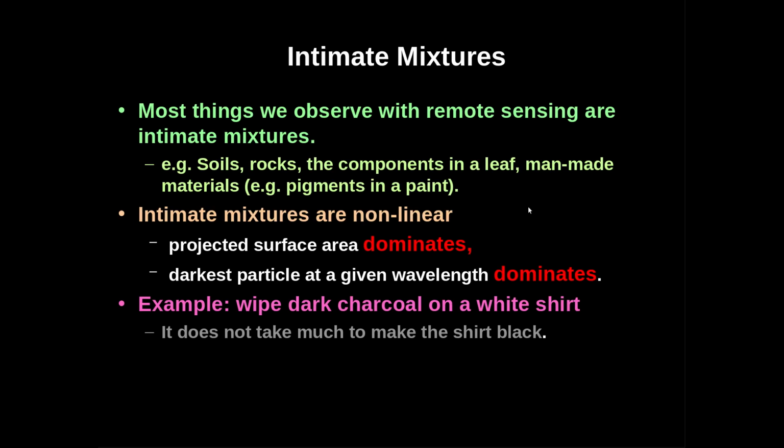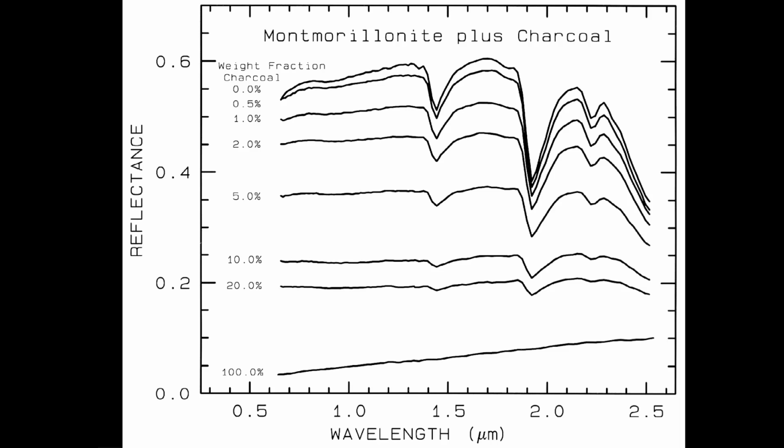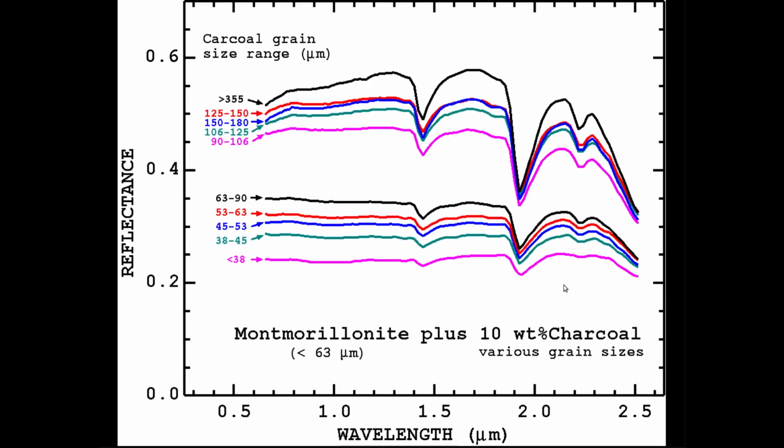But fortunately, the absorption bands pretty much stay the same. At the extreme ends, they can change shape a little bit, but the main effects are the reflectance level. A good example is here, where we see montmorillonite plus charcoal, and as the amount of charcoal increases, the reflectance decreases and the band strength decreases. But when we remove the continuum, the feature shapes are pretty much the same.